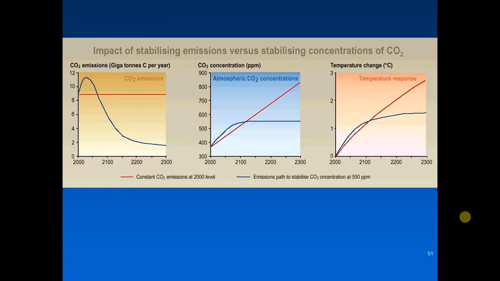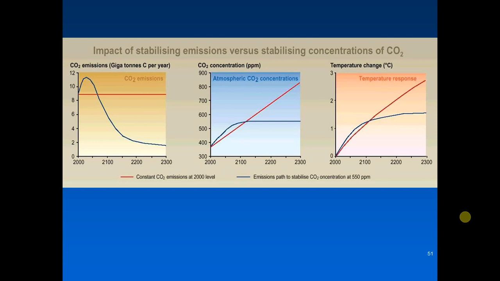Okay, so here's a figure: impact of stabilizing, with the British spelling, emissions versus stabilizing concentrations of CO2. We have CO2 emissions, gigatons of carbon per year, on the left. In the middle, we have CO2 concentration in parts per million. And on the right, we have temperature change in degrees Celsius from the year 2000. All three of these figures show changes from the year 2000 all the way to the year 2300, almost 300 years in the future from now.